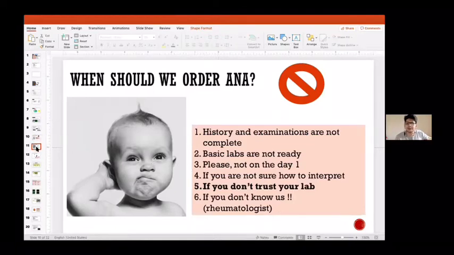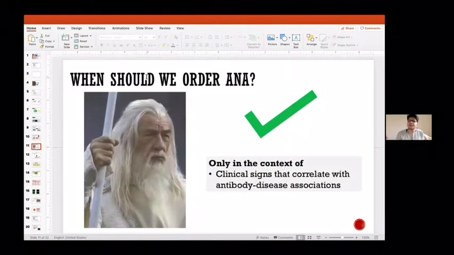Okay. But coming next, when should we order ANA? This is a very simple rule. Only in the context of clinical signs that correlate with the antibody disease association. When we have a thorough clinical history and we think, okay, this looks like mixed connective tissue disorder, this looks like Sjogren syndrome, this looks like lupus, let's order ANA. It can help us in diagnosis, but as I told, it doesn't help you on day one or to save a life. So it is not a very emergency test to do anytime.